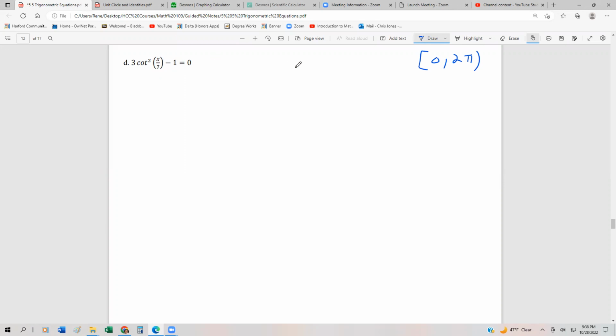So let's start by solving this for the cotangent squared function. I'm just going to add 1 to both sides, so I get 3 cotangent squared of x over 7 equals 1. I'm going to divide by 3, so cotangent squared of x over 7 equals 1/3. And then the last thing I'm going to do is take the reciprocal of both sides, because I don't like the cotangent function.